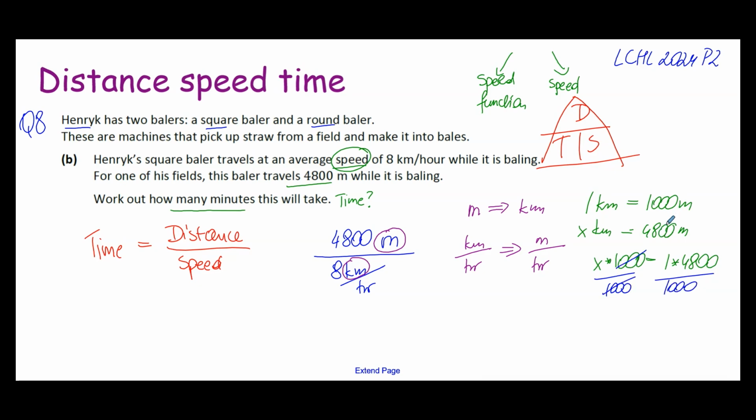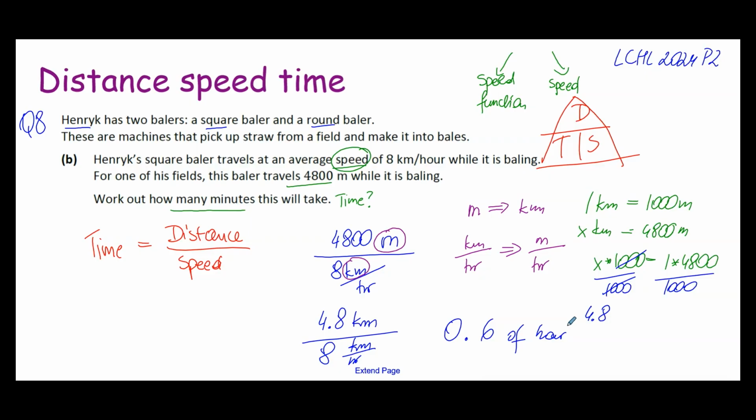Now that method of conversion always works, because sometimes we have to multiply, sometimes we have to divide, but here we don't really have to think, do I multiply this time or do I divide? I just roll with it. So 4,800 divided by 1,000 will give me 4.8. So now I have 4.8 kilometers divided by 8 kilometers per hour. We put that in the calculator and we get 0.6 of an hour.